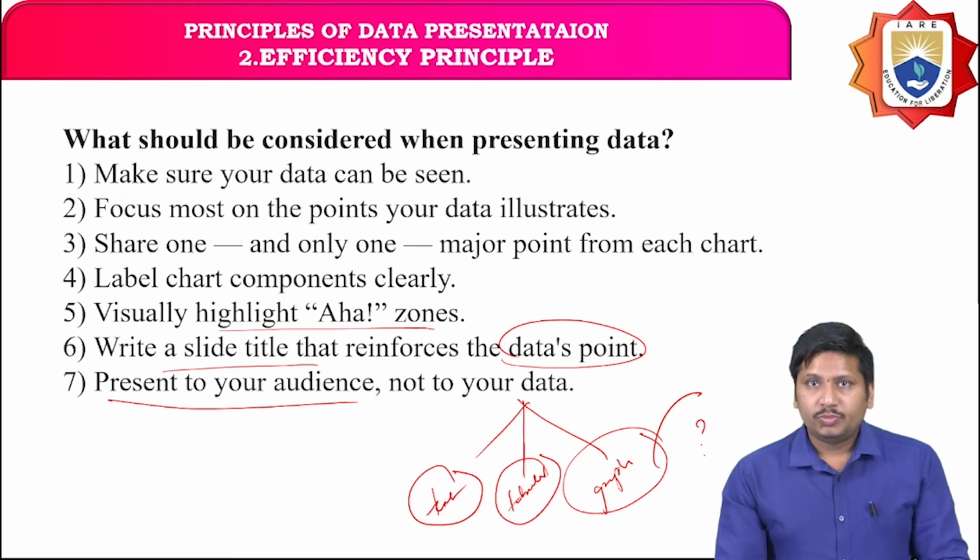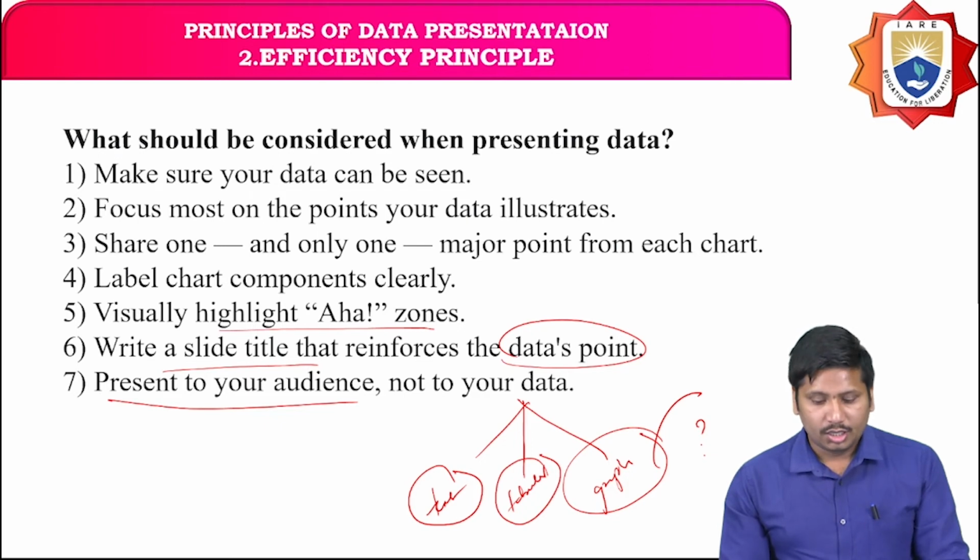So, an efficiency principle: what you have to consider is that you should make sure the data is clean and can be seen very clearly, and focus on the points the data is going to illustrate. Share one and only one major point per chart. Then labels and charts should be properly allocated, visualize the aha zones, and write a slide title which may lead to the data point, and present to the audience, not the data.